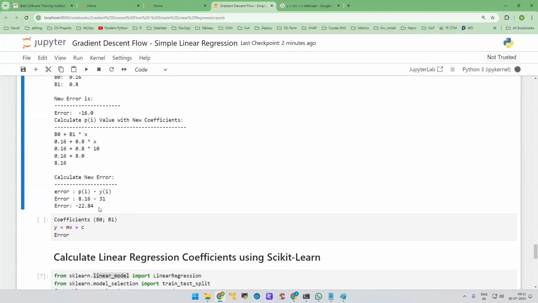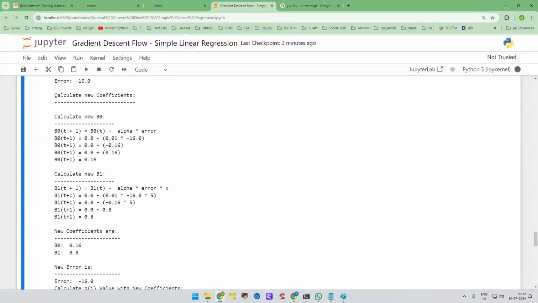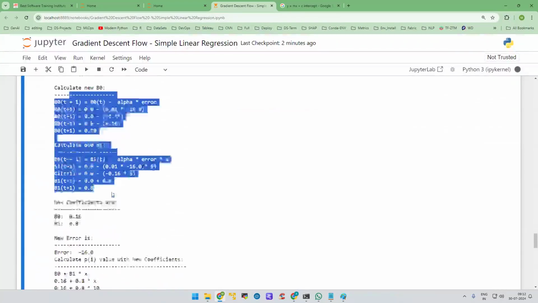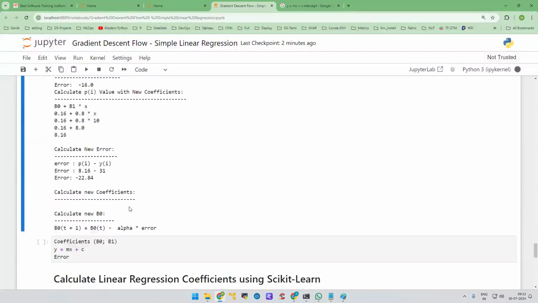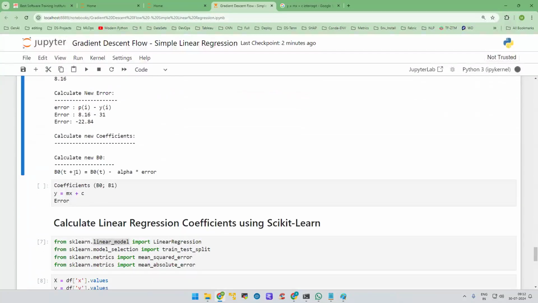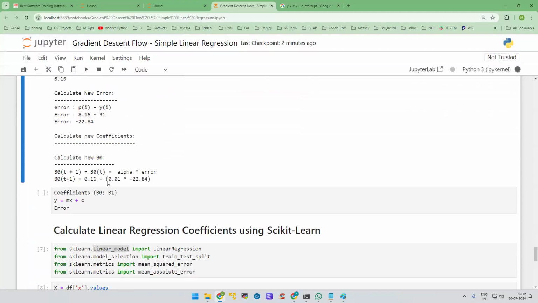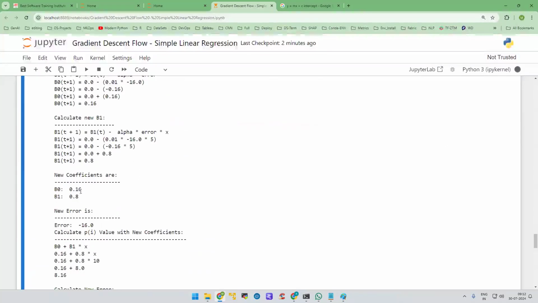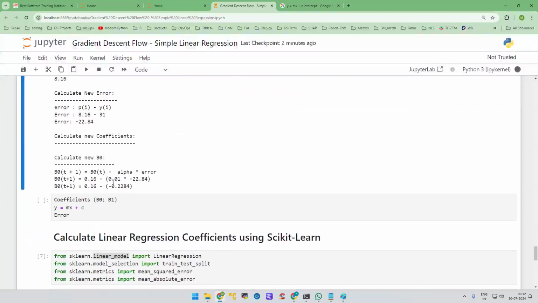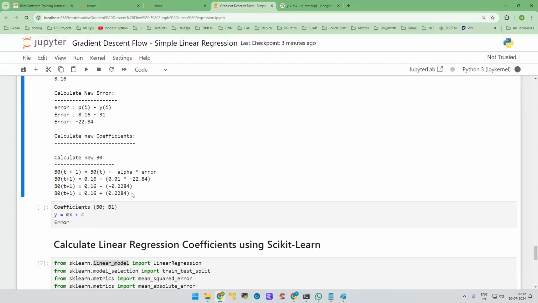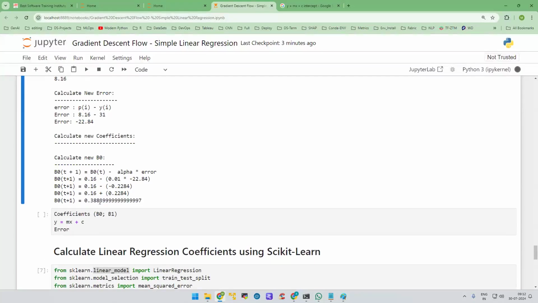Now again, we need to recalibrate the coefficients, just like the way we did here. Right? B0 and B1. What is the new B0 and B1? New B0 is equal to old B0 minus alpha into error. What is the old B0? 0.16 is the old B0. Alpha is 0.01 into the error. What is the error? Minus 22.84. So what we got is around 0.388 something. So this is the new B0.